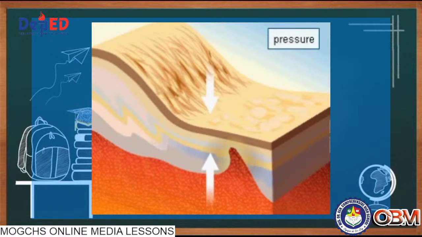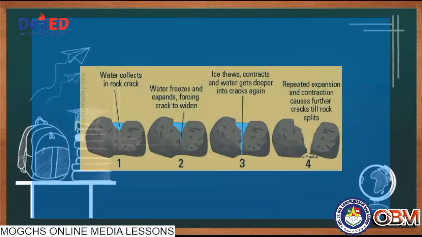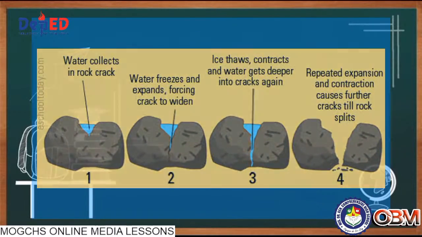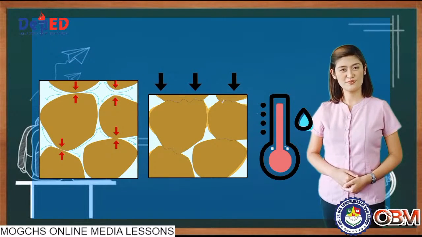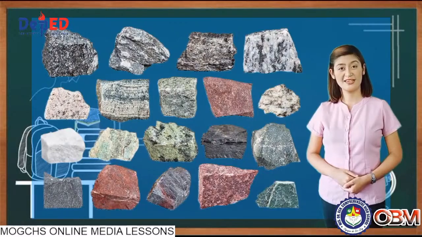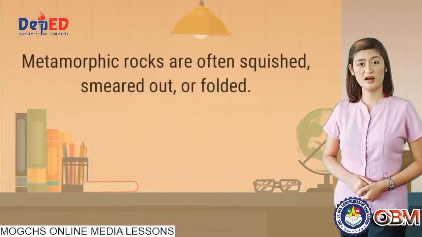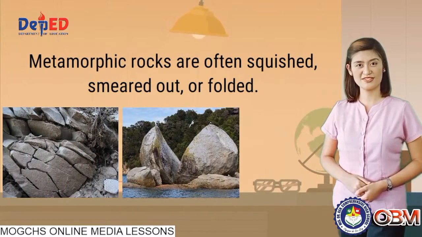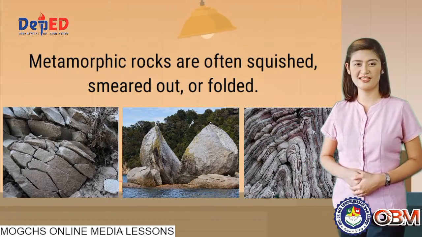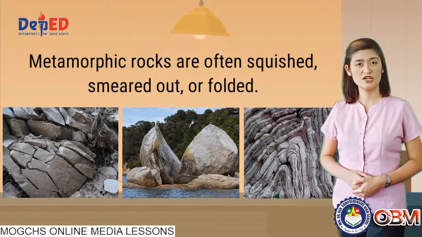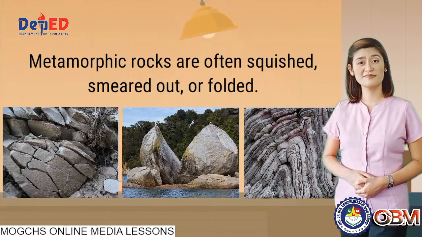New minerals are created either by rearrangement of mineral components or by reactions with fluids that enter the rock. Pressure or temperature can even change previously metamorphosed rocks into new types. Metamorphic rocks are often squished, smeared out, or folded. Despite these uncomfortable conditions, metamorphic rocks do not get hot enough to melt, or they would become igneous rocks.